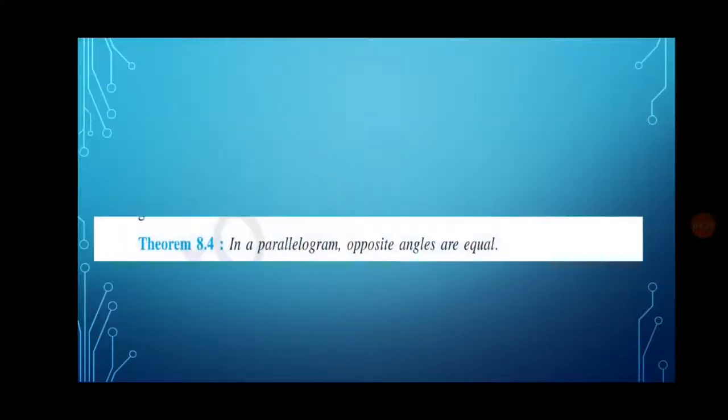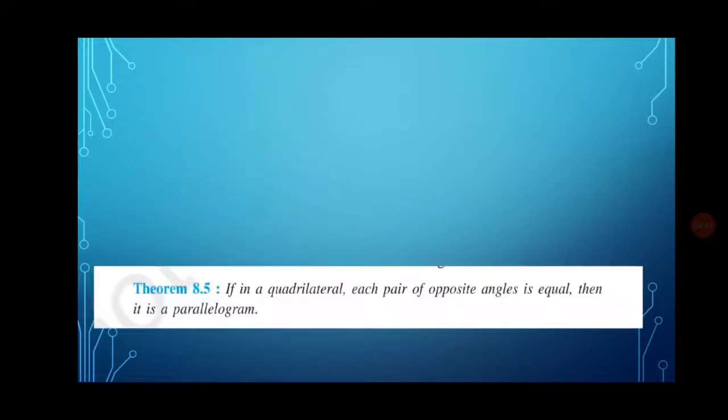Next theorem. In a parallelogram, opposite angles are equal. The converse part is, if in a quadrilateral each pair of opposite angles is equal, then it is a parallelogram. If we know it is a parallelogram, then its opposite angles will be equal. If we don't know whether it is a parallelogram or not, we can check the angles. If opposite angles are equal, then we can confirm that it is a parallelogram. Let's see this through an activity.